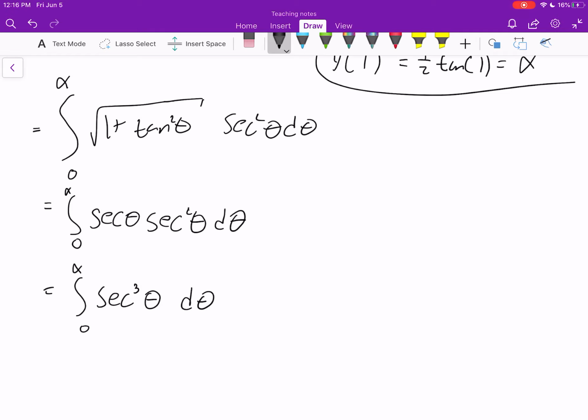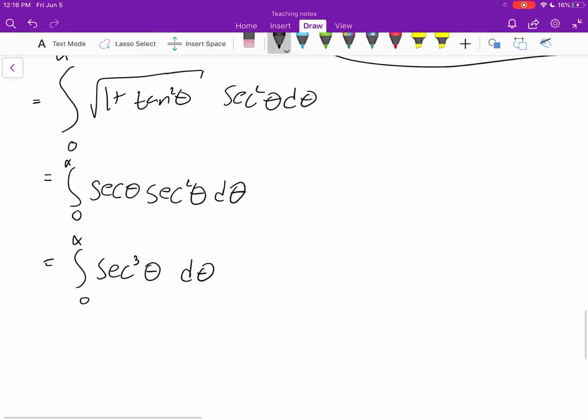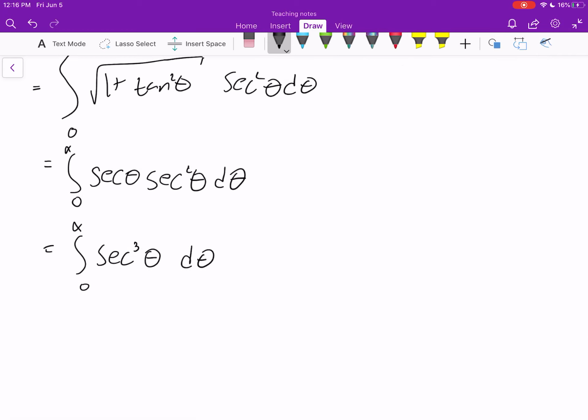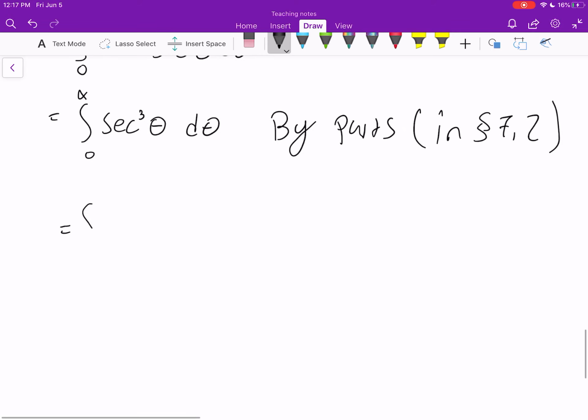So this one, we did previously. You do it by parts in section 7.2. I think it was 7.2, yeah. So I did this one in section 7.2, and when you do this one, you do it by parts. You know, on a quiz or exam setting, I probably wouldn't give you something that difficult to do.